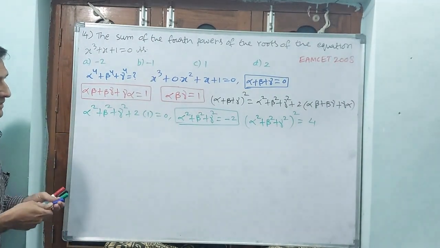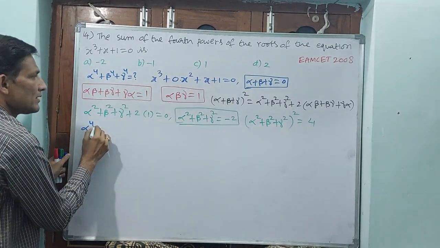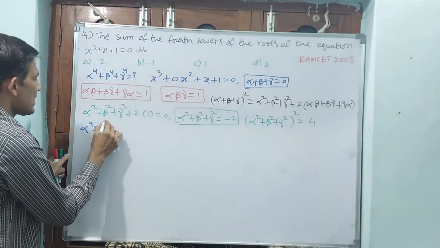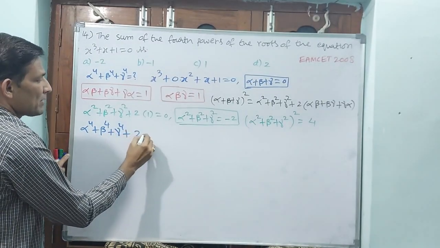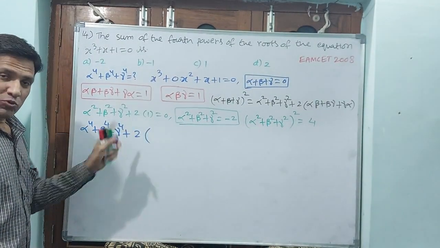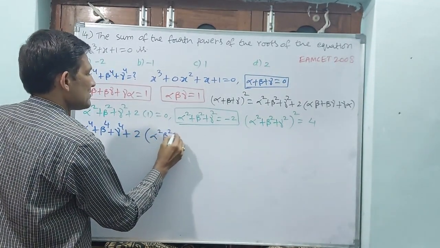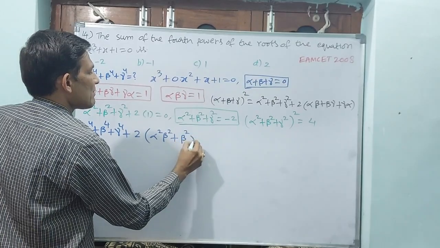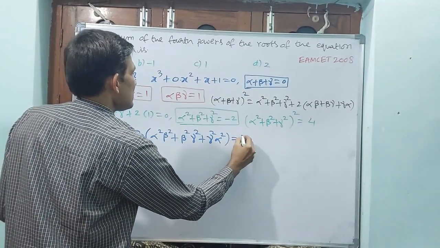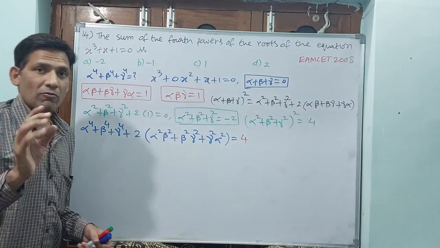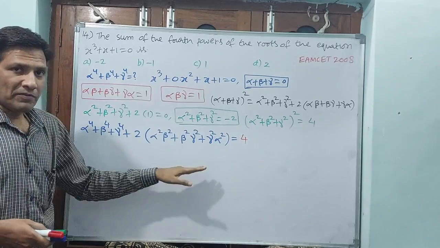But now you expand this. See, alpha to the power of 4 plus beta to the power of 4 plus gamma to the power of 4, plus 2 alpha square beta square plus beta square gamma square plus gamma square alpha square is equal to 4. See, after squaring this will come.